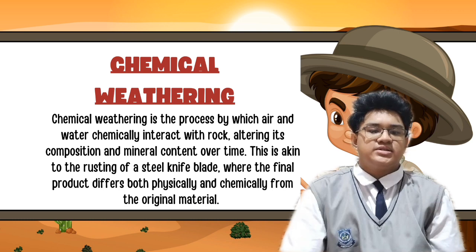For instance, slightly acidic rainwater dissolves minerals in rock, like granite or marble, eventually causing them to break down or crumble over time. This process changes the rock's appearance and composition.